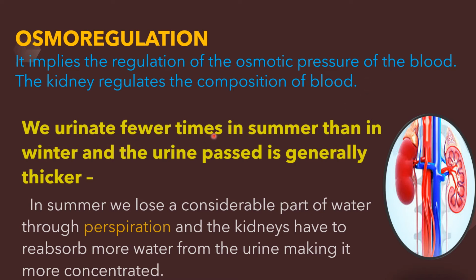We urinate fewer times in summer than in winter, and the urine passed is generally thicker. This is one of the important questions for give reason. What is the reason for that? In summer, we lose a considerable part of water through perspiration, and the kidneys have to reabsorb more water from the urine, making it more concentrated. This is the reason we urinate fewer times in summer than in winter, and the urine passed is generally thicker.